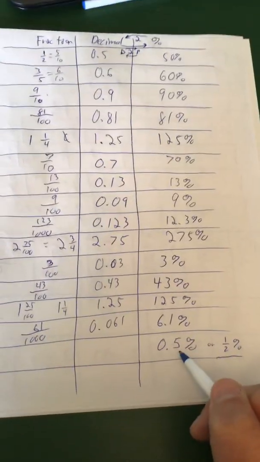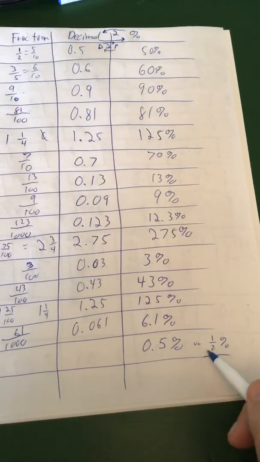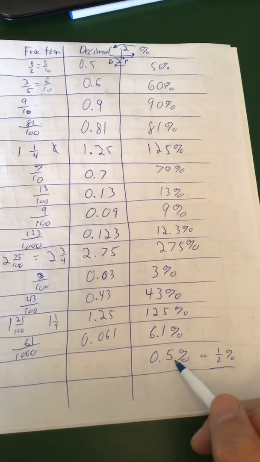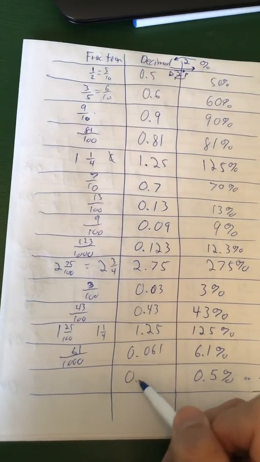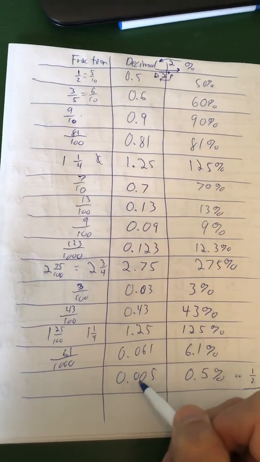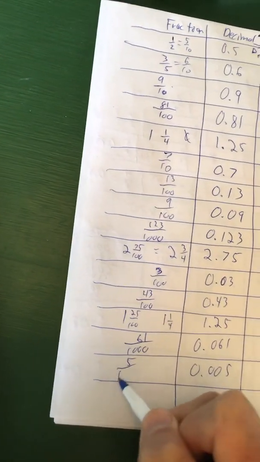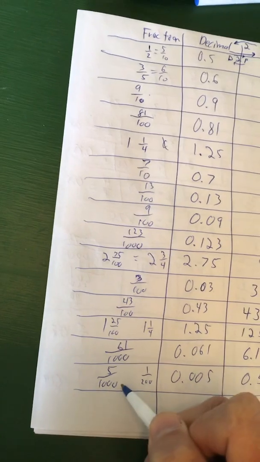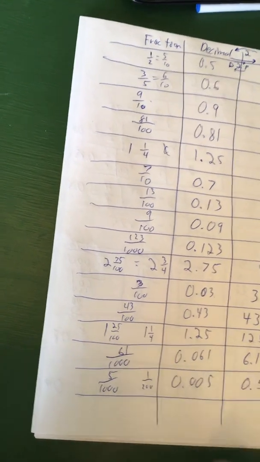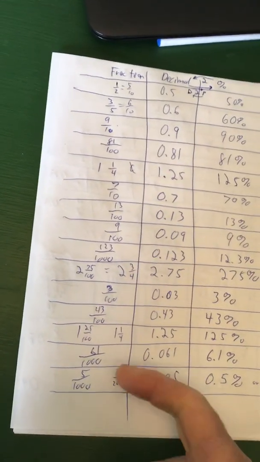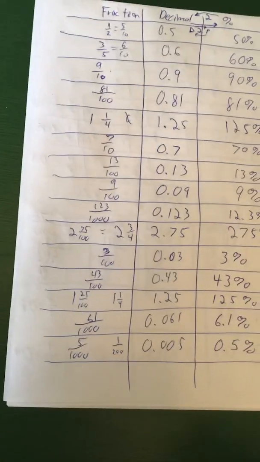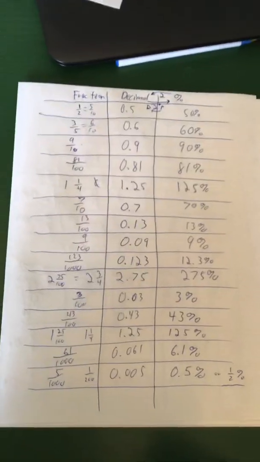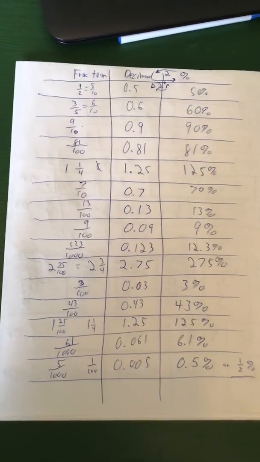And then 0.5%. This isn't 50%. This is 0.5%, which is 0.005 when you move it 1, 2, which is 5 out of 1,000, which is 1 over 200. Divide by 5, divide by 5, or times 5 for double checking. So anyways, there's the notes. I'm going to hit stop here.